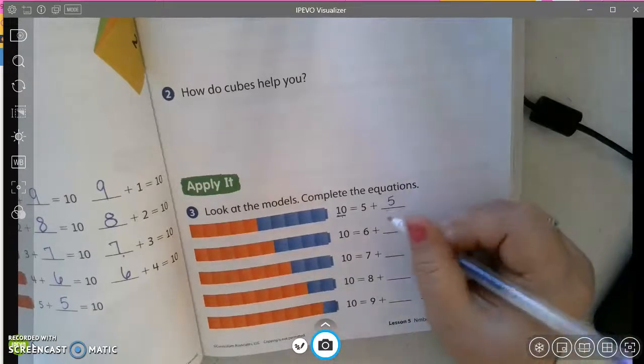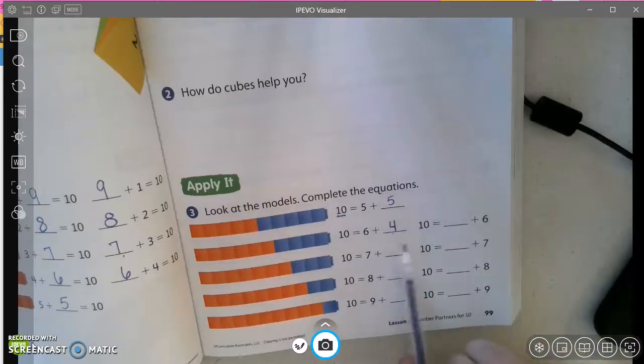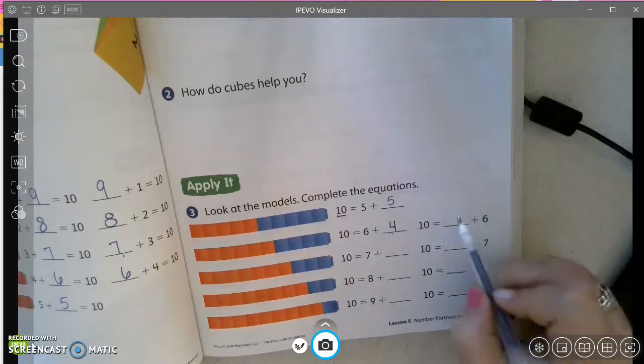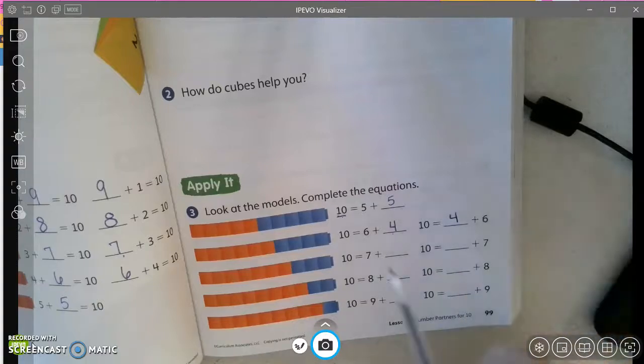I have 4 blue cubes. 6 plus 4 are the only thing, or 4 is the only thing that I can add to 6 to get 10, but I can reverse that and I can add 6 to 4. So it's 6 plus 4 or 4 plus 6, and those both equal 10.